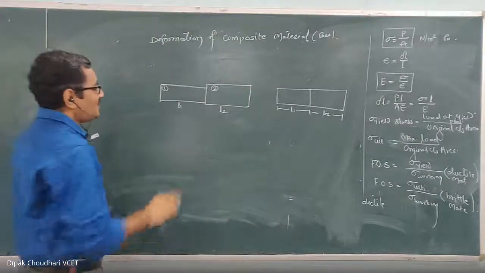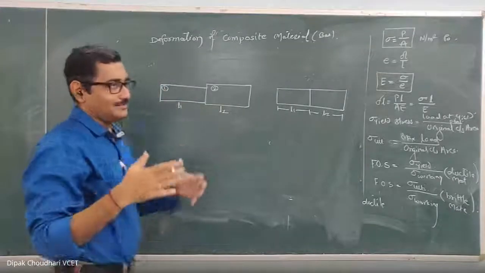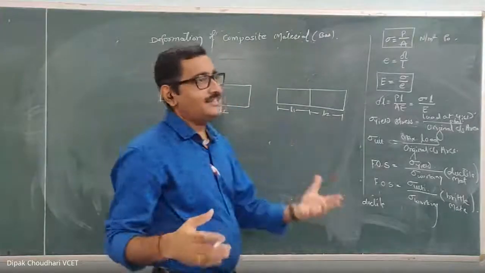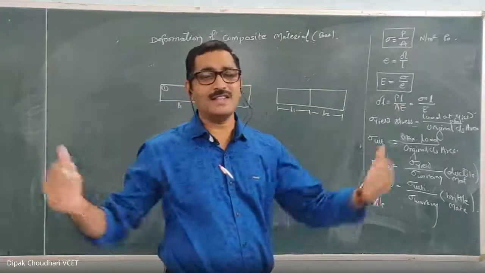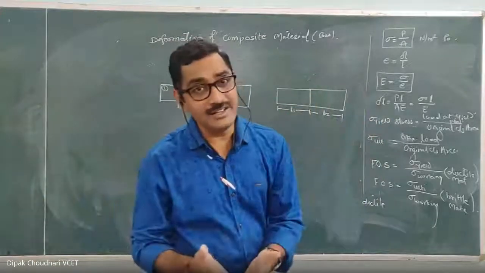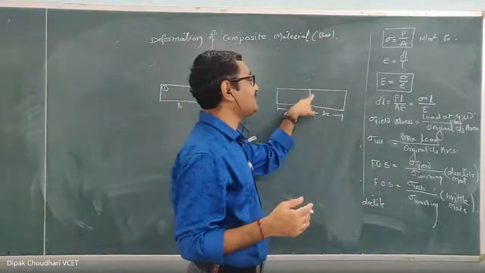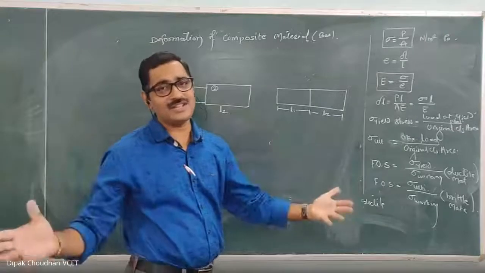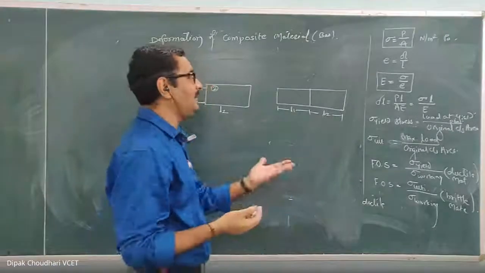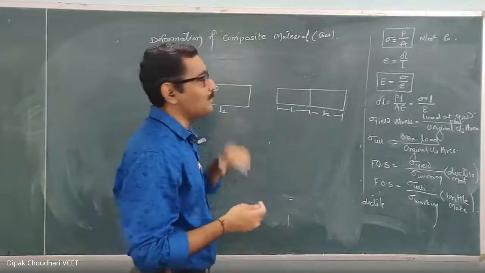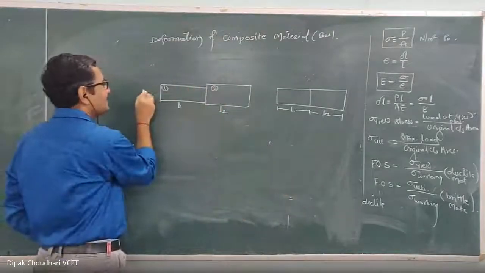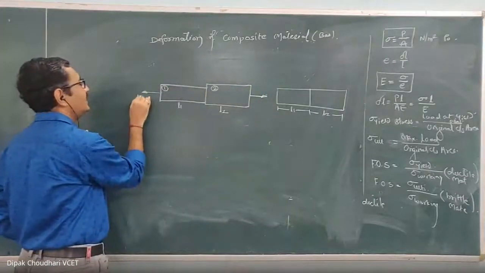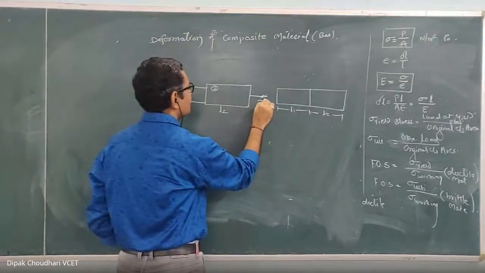Now, these components are subjected to some axial forces, maybe at the end, or some internal forces may be there, or a force may act at some intermediate point. When such a component is subjected to external forces as well as forces at some intermediate point, it is known as a composite rod or composite material. Now let's consider this subjected to some axial force. I'm considering some numerical values. Let it be 10 kilonewton and let it be 20 kilonewton.